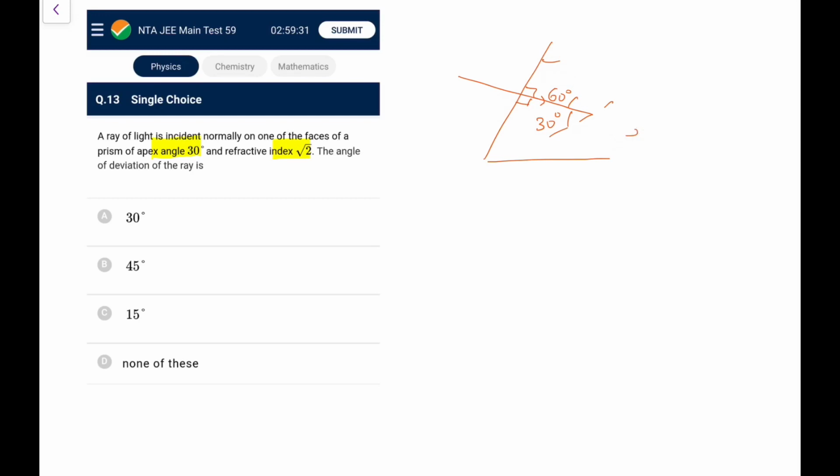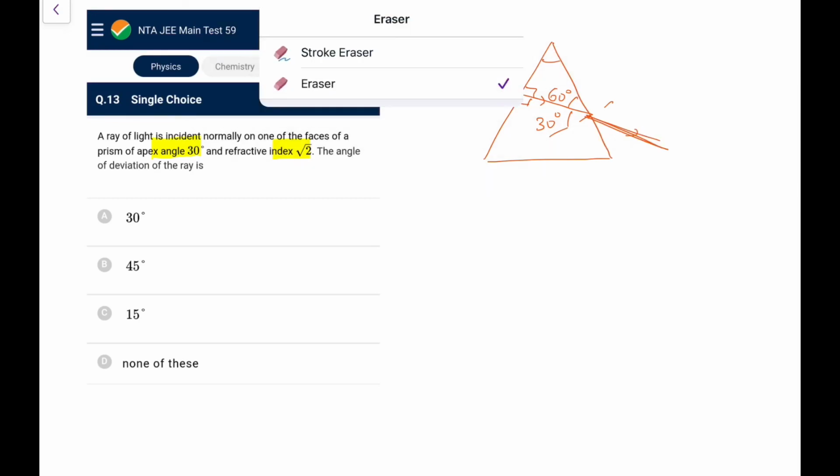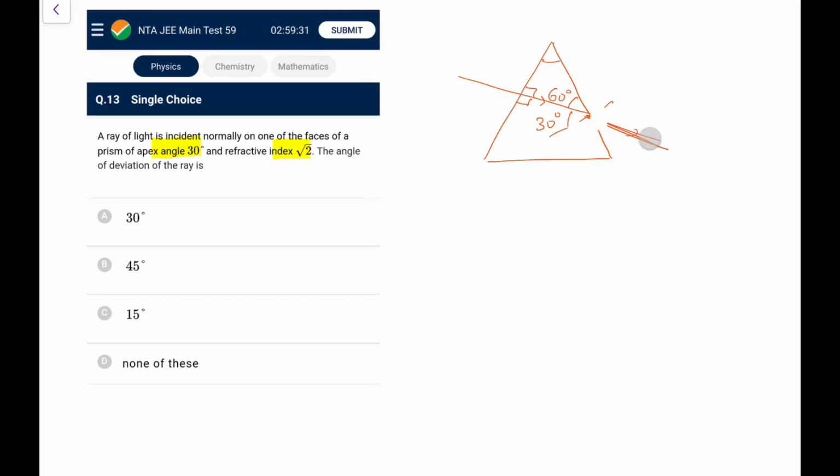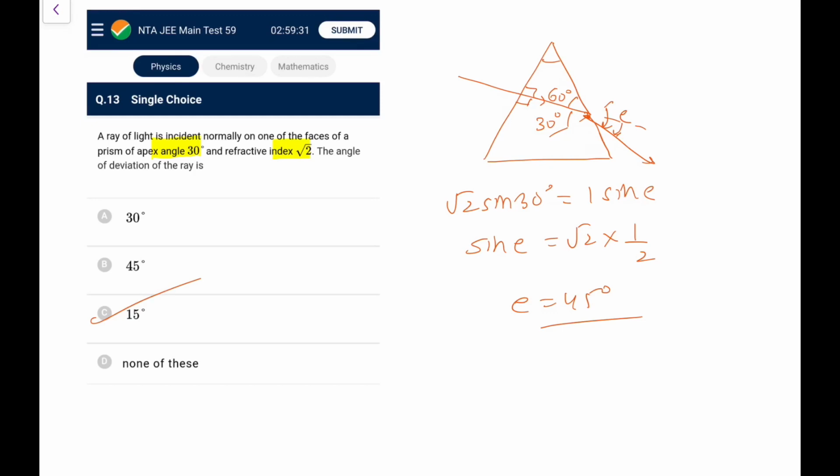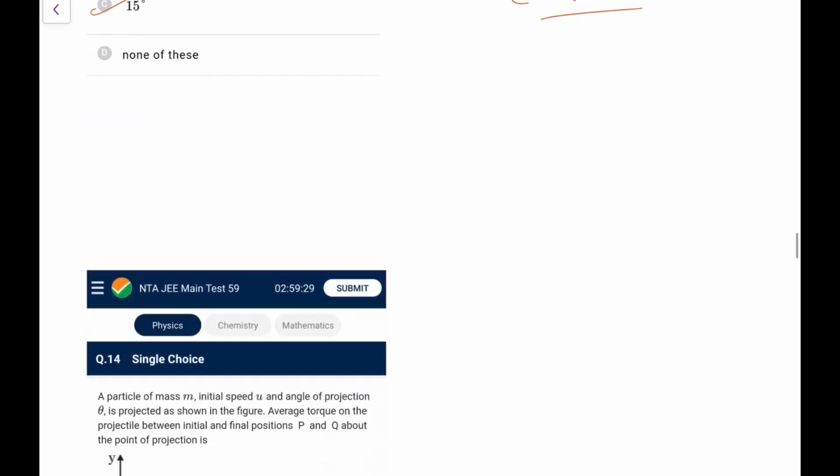Let me rub it again and change my eraser. It would be like this. So it would be bent away, and this would be the deviation. Let's call it E. That would be minus 30. So root 2 sine of 30 degree is equal to 1 into sine E. So sine of E is root 2 times sine 30, which is 1 by 2, that is 1 by root 2. So E is 45. So 45 minus 30, 15 degree is going to be the deviation. Go for option C. That's not the tough one.